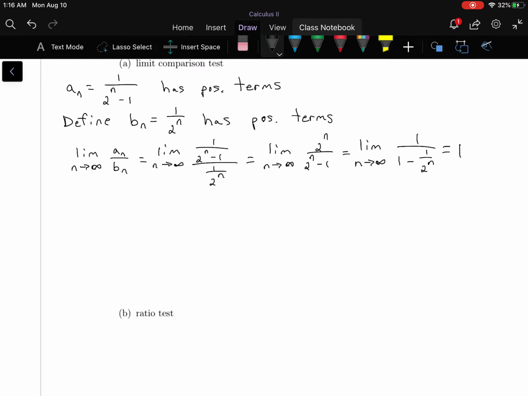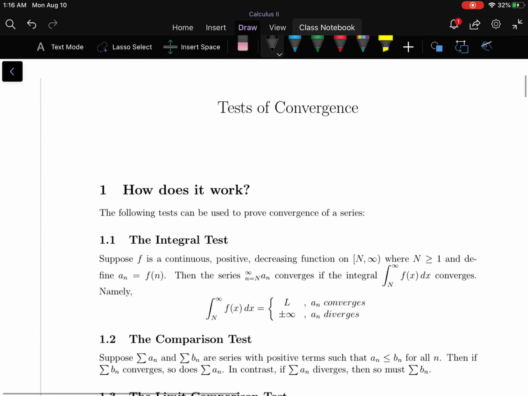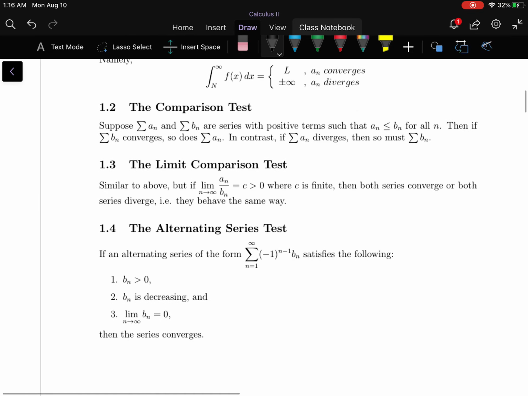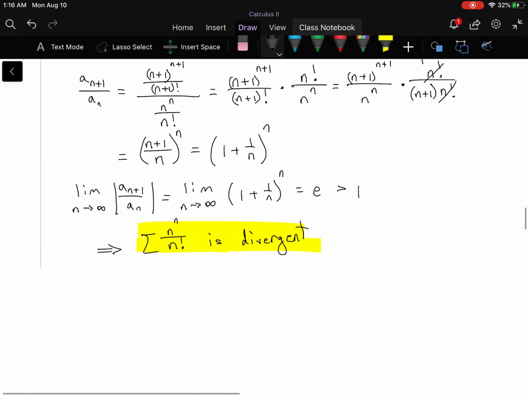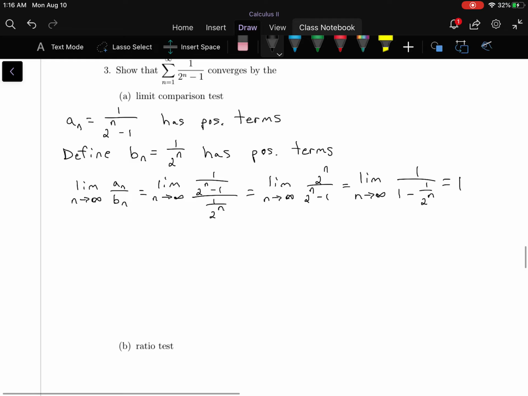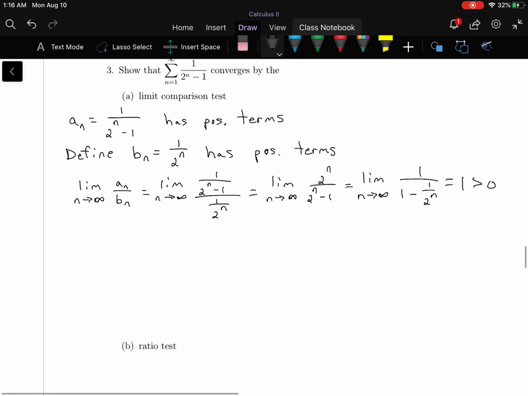By the limit comparison test, which says that if the limit is some value that is greater than 0 and finite, then we know that the two series behave in the same way. So here we got 1, which is finite and greater than 0. So now we need to know how the sum of b_n behaves.